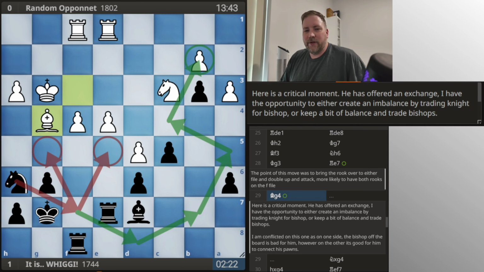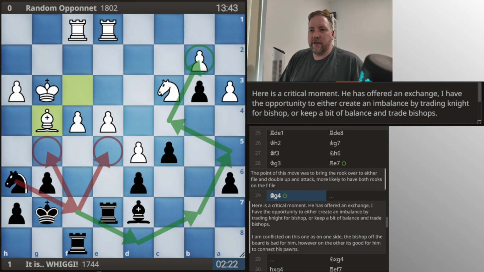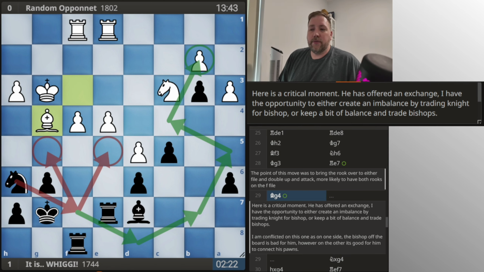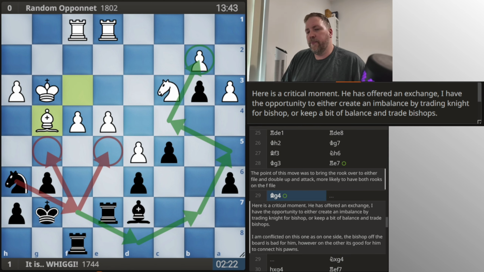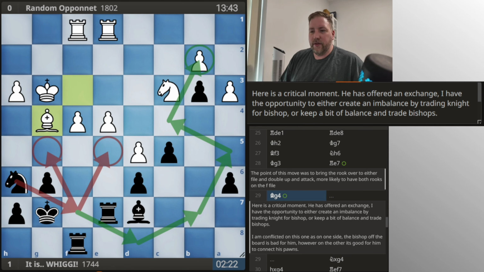And another critical moment, and this is the best part about analyzing, is you get to sit back and think. Now I've only got 2 minutes on my clock here, so I don't have all the time to think. But when I'm analyzing the game, I have as much time as I want to see if I can justify why I did the move that I did.